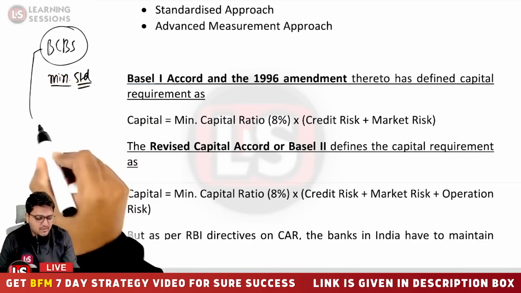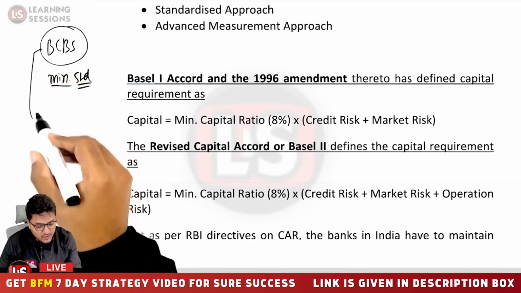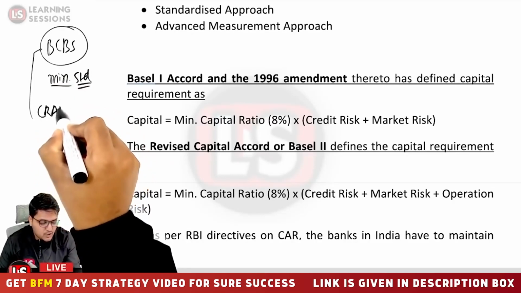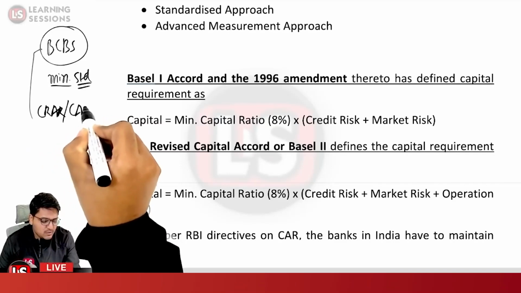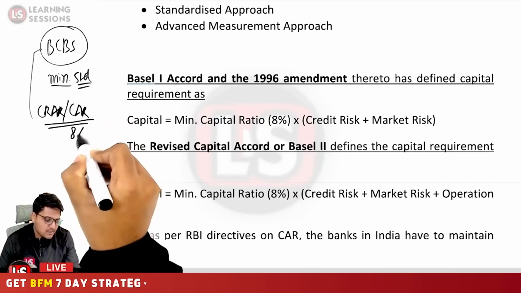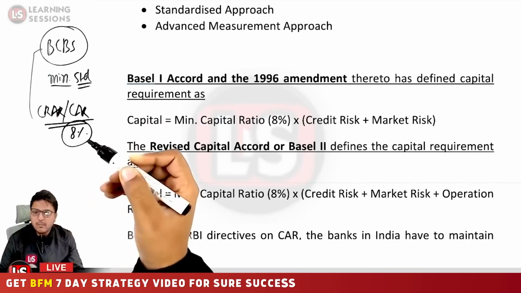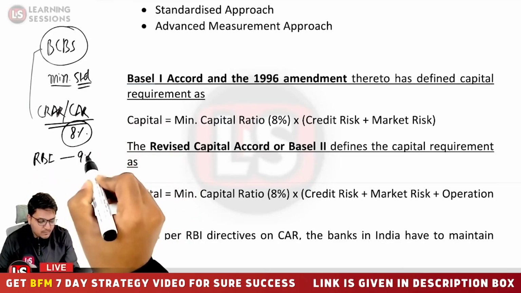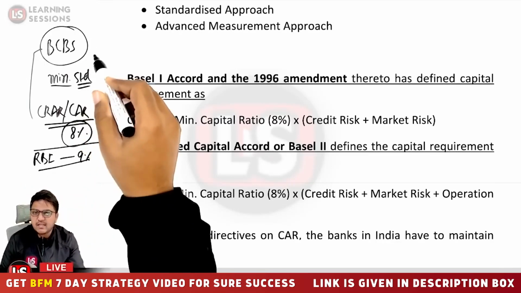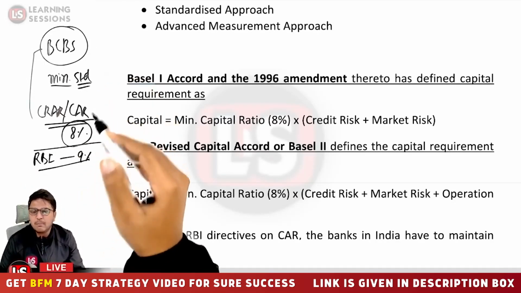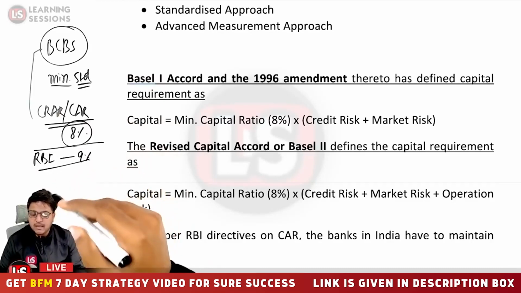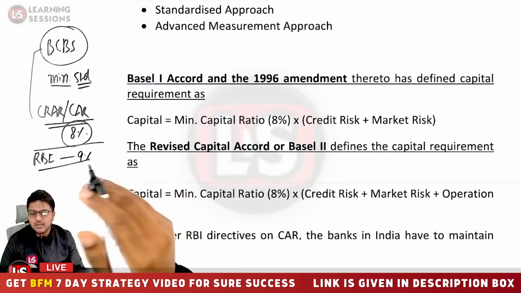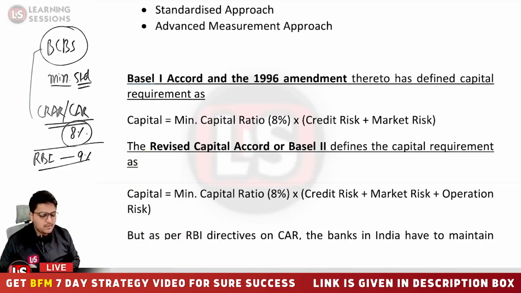So let me just give you a hint over there. If the BCBS prescribed that the CRAR, that is capital risk weight asset ratio, or CAR, that is capital adequacy ratio, is to be maintained at 8%, but the Reserve Bank of India has prescribed that the CRAR or CAR is to be maintained at 9%. Okay, so BCBS guidelines are the minimum standards which are to be implemented, and further the regulators, that is the central banks of the countries, they can further set up the higher standards too. That is as per their directives.